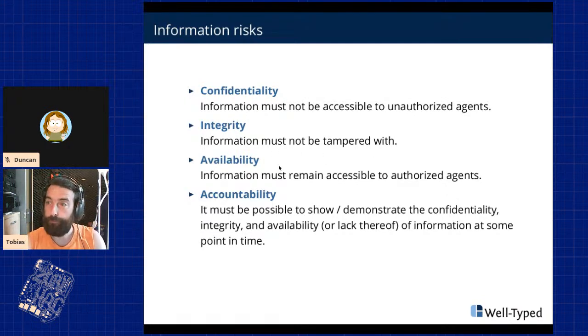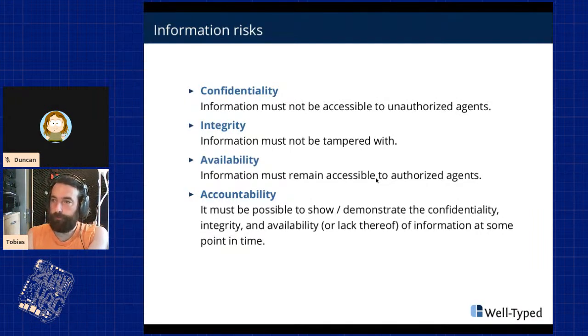Then we have availability, another important property. Basically, I don't want anyone to delete files from my hard disk without my consent. I want the information that I need to be there when I need it. And then we have accountability, sometimes also referred to as non-repudiation, but I like accountability better because it's a bit broader.